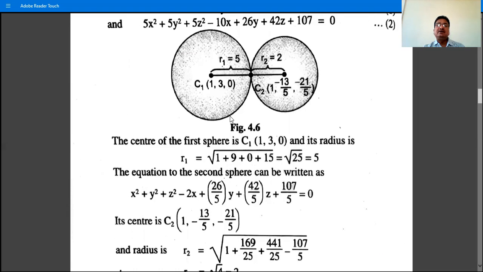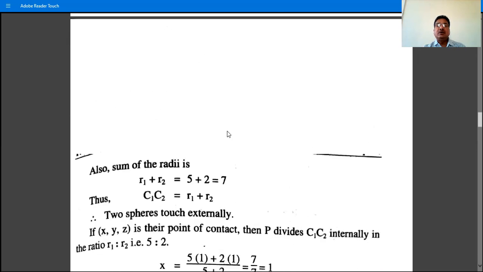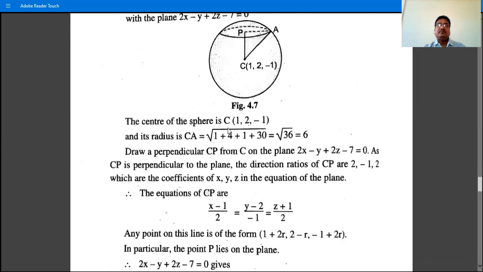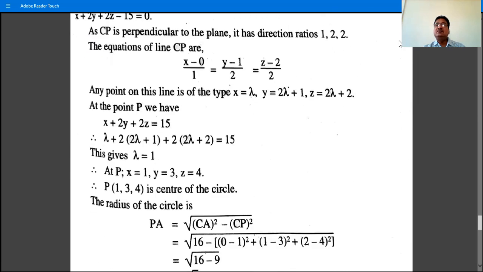So this is the answer of the previous problem. So solve the problems of the type that show that the line is tangent to the sphere. So we'll see the remaining problem in the next lecture.